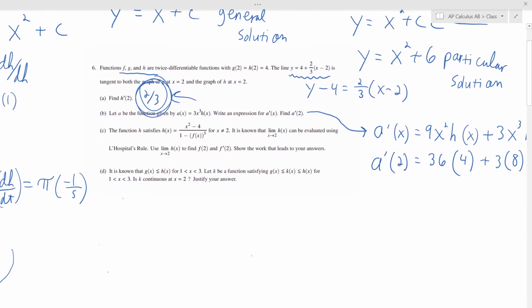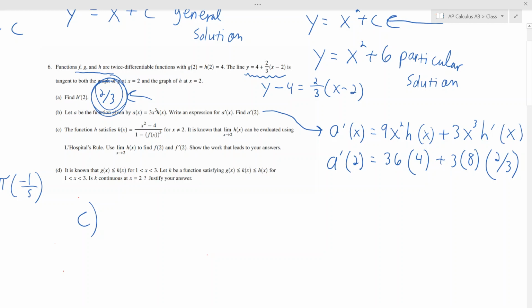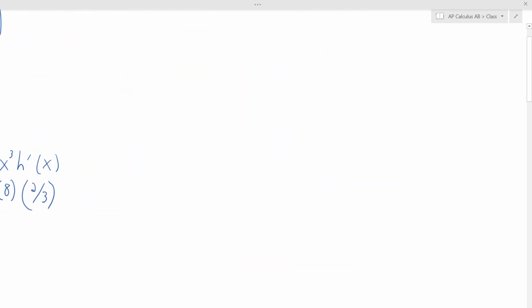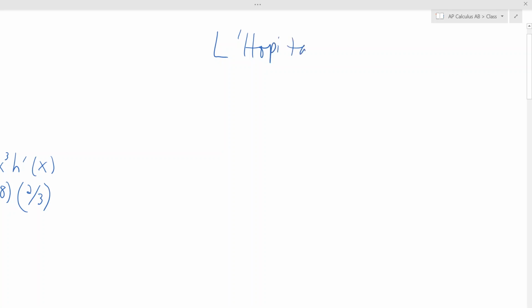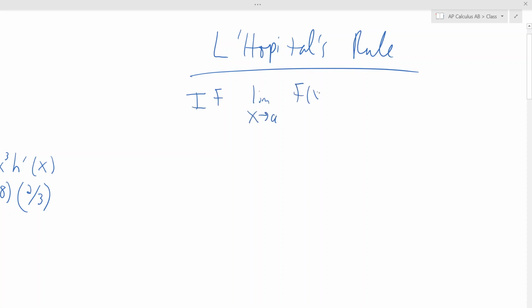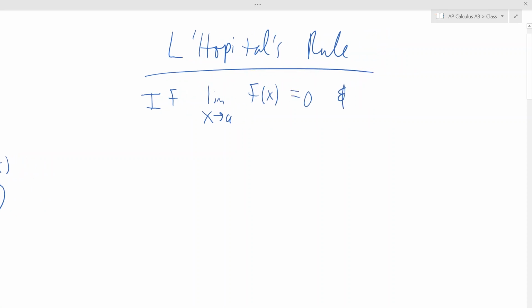All right, let's talk about C. Here's what L'Hopital's rule says, okay? And they're kind of making us do it backwards here. So let me slide over here. Let's talk about L'Hopital's rule. So here it is, ready? It's this. If the limit as x goes to a of some function f is 0. So basically, if you plug in a, you get 0 for f. And the limit as x goes to a of g of x is also 0.